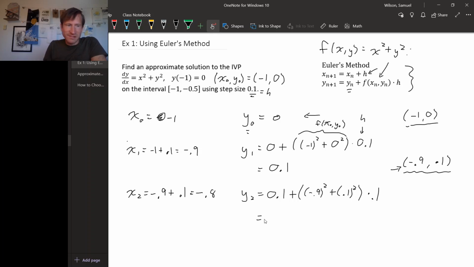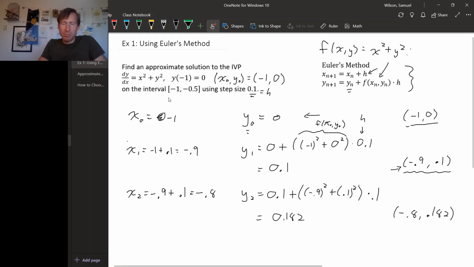Okay, dump this whole mess into a calculator and you get something like 0.182. Plus some other digits probably, but since we're finding an approximate solution, we have to pick a point to round to and just round to that place, because we can't pretend as if we have infinite precision when it's an approximate solution. So our next point is minus 0.8 comma 0.182.